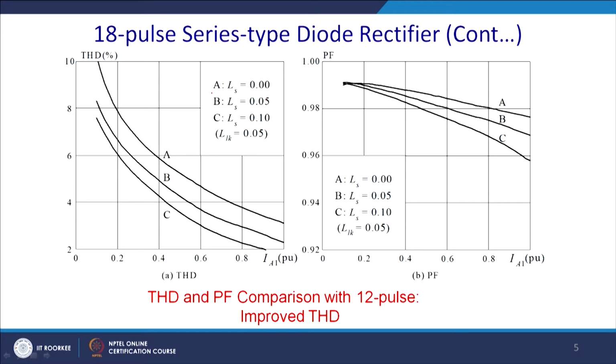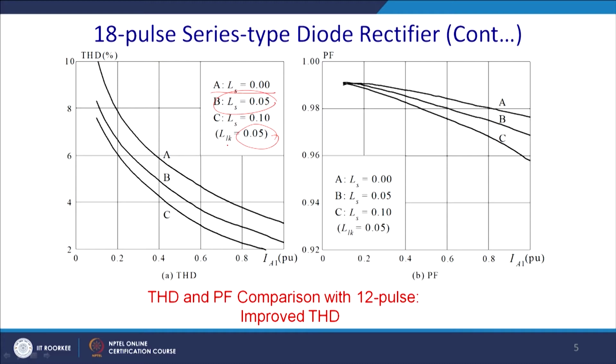So, as you know, the same analysis that we have done for the 12 pulse converter, we are going to repeat it. So, this is Ls equal to 0.05, that is 5%, or in terms of per unit 0.05, and the leakage reactance is considered to be 5%.